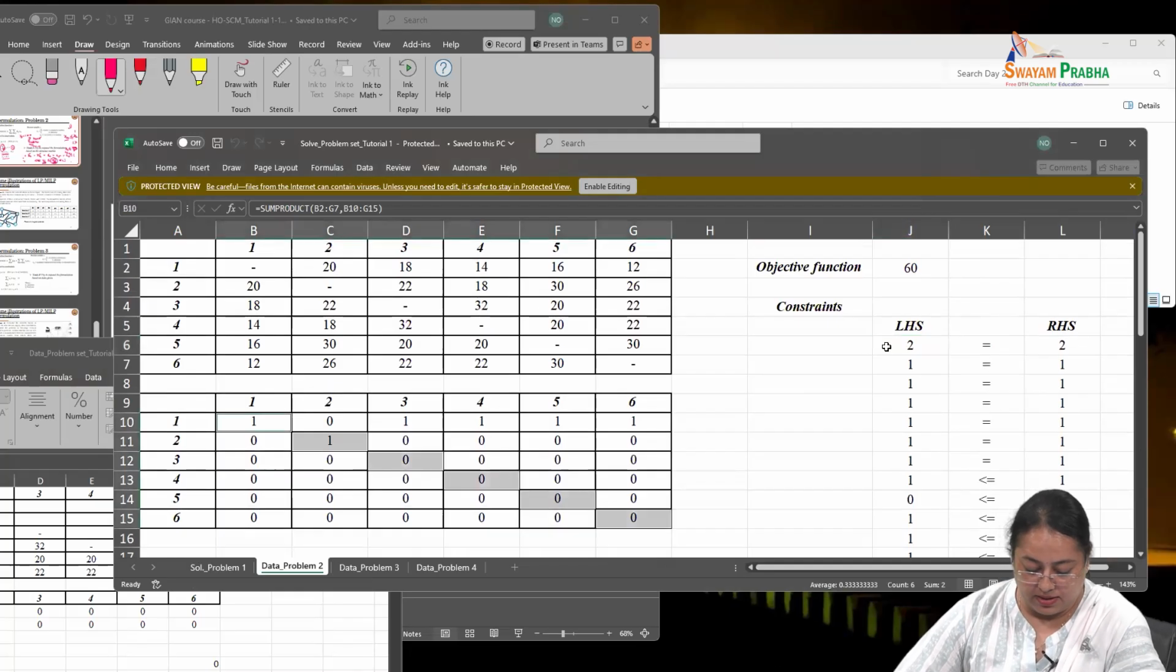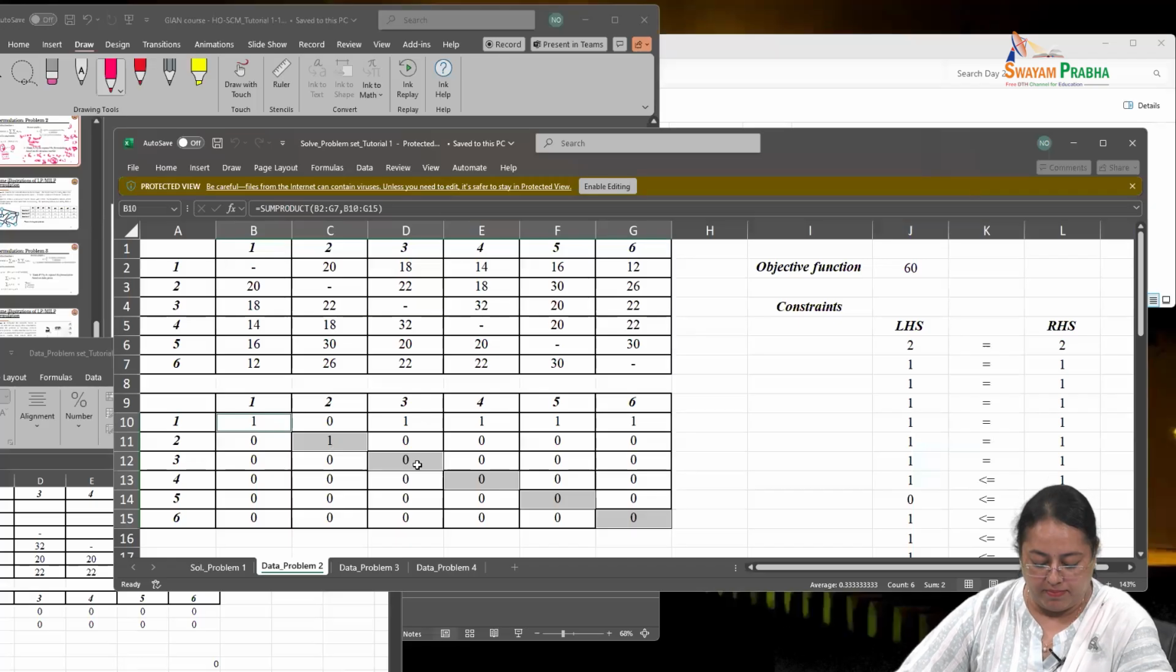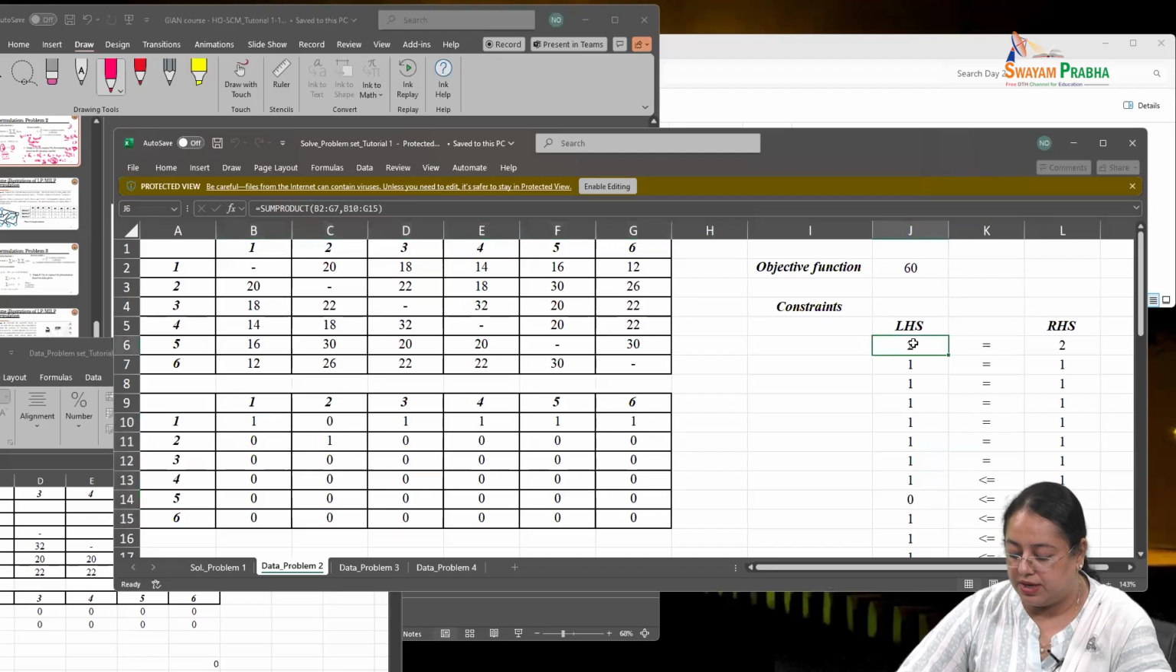Are you getting that? What is our X11 plus X22 plus X33 plus X44 plus X55 plus X66? So here, can you add all? This is equal to 2. Just addition of this, no need to have sum product. X11, X22, X33, X44, X66. This has to be equal to 2. P is equal to 2. Our first constraint.